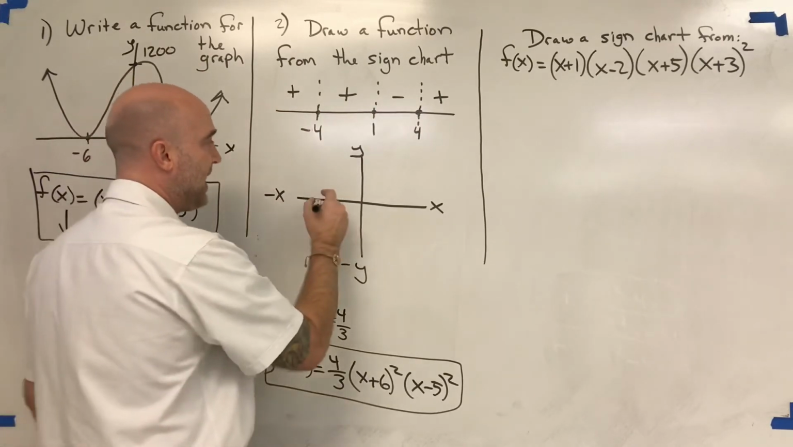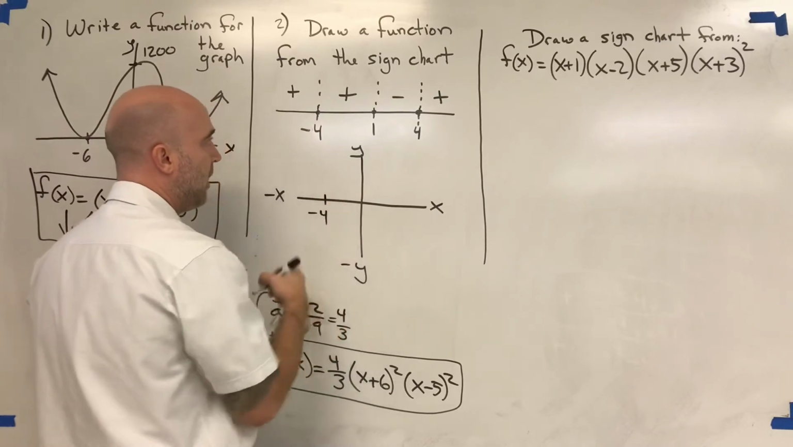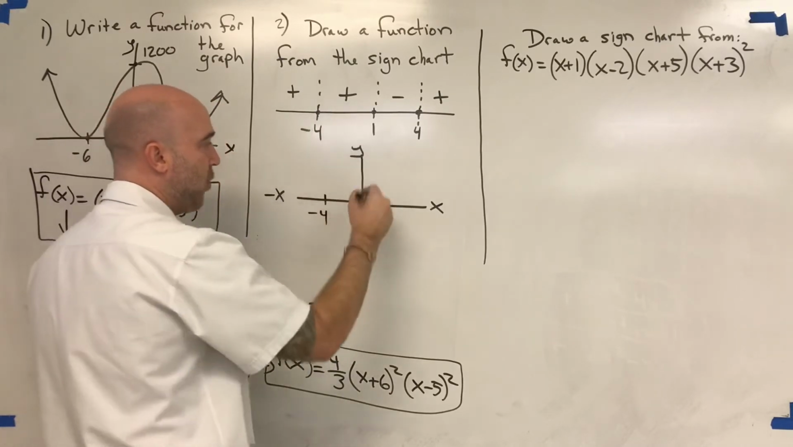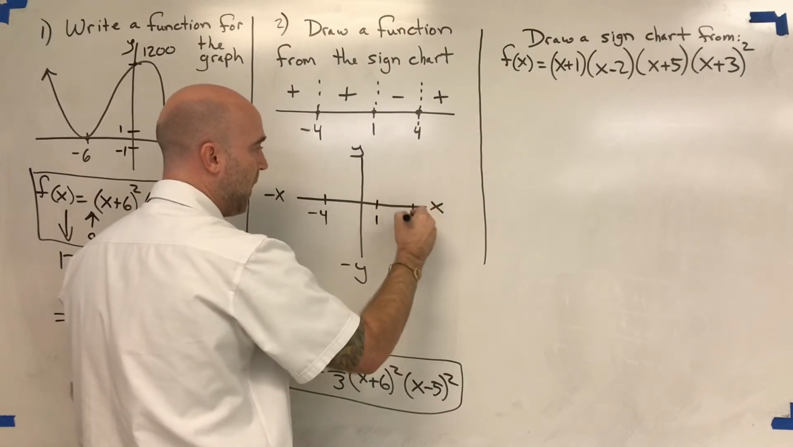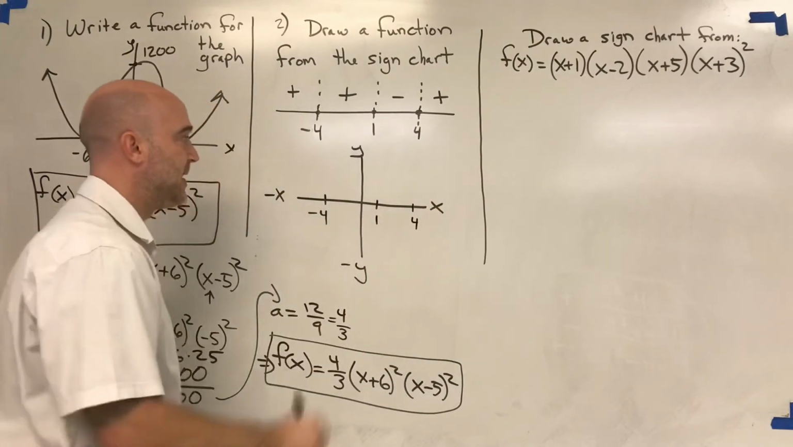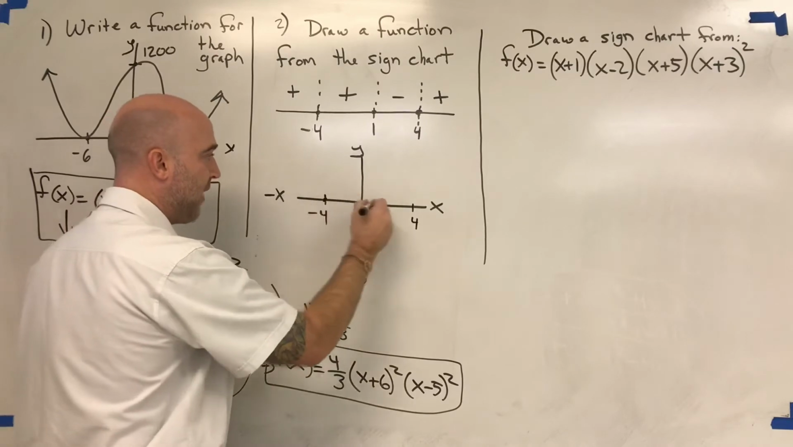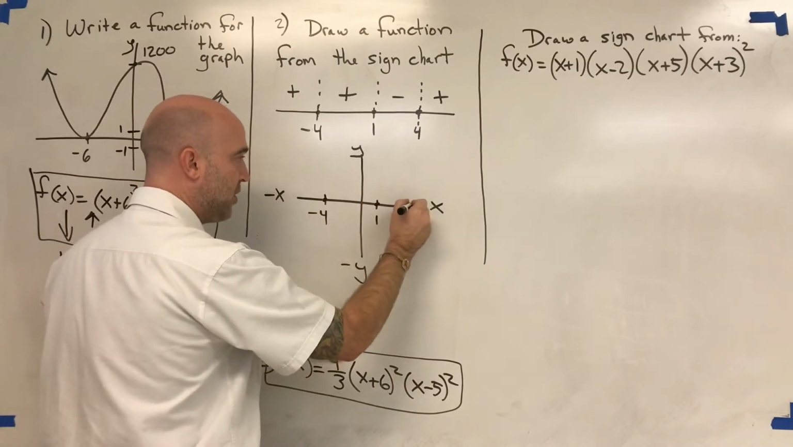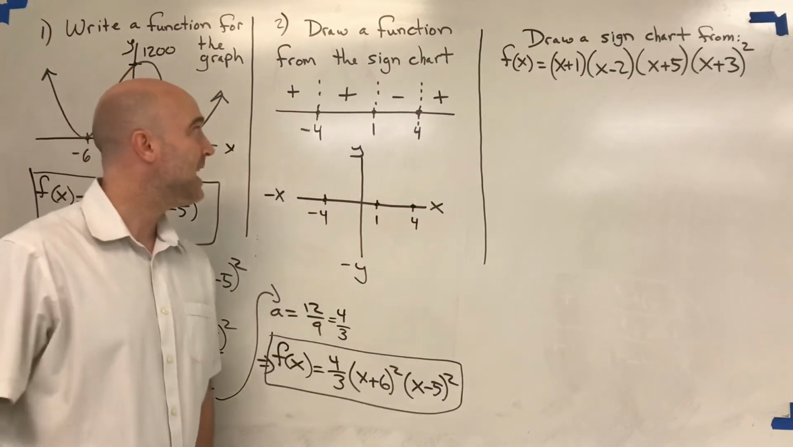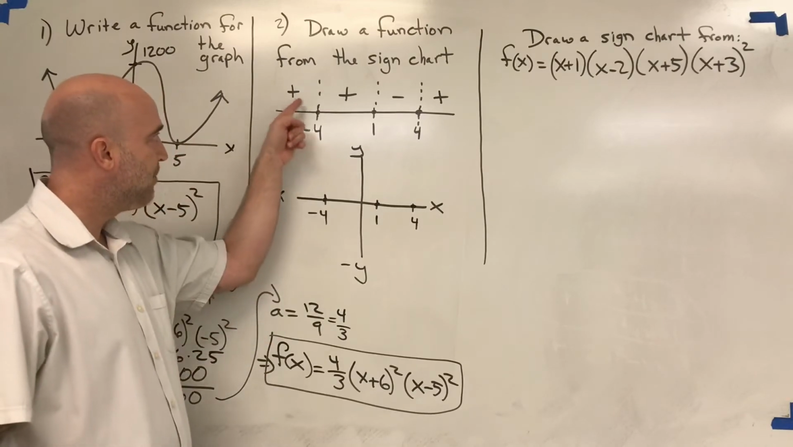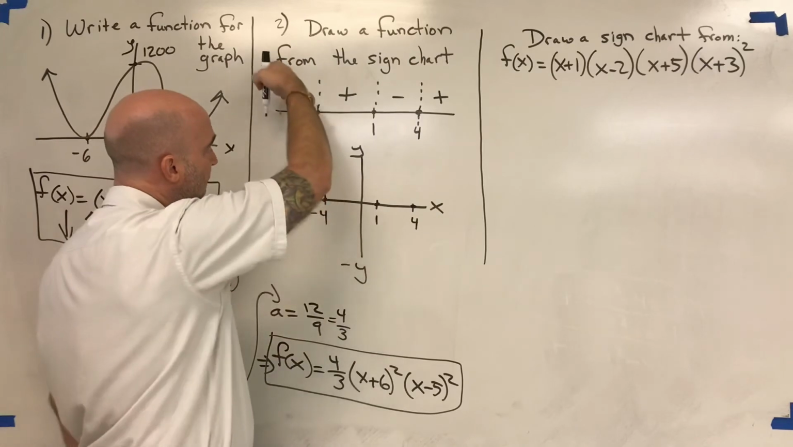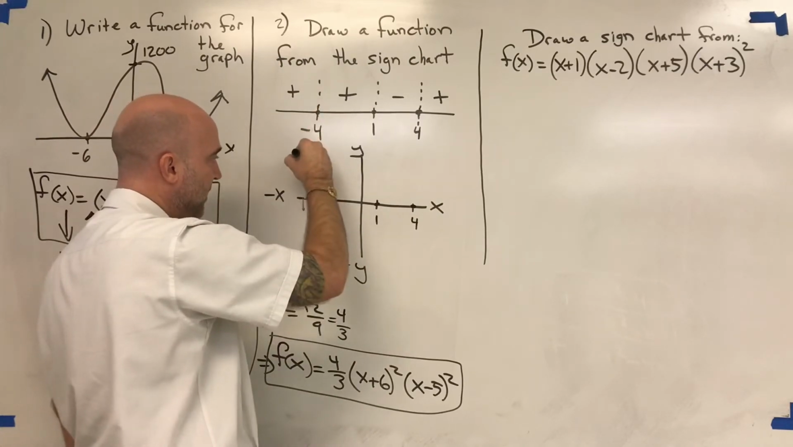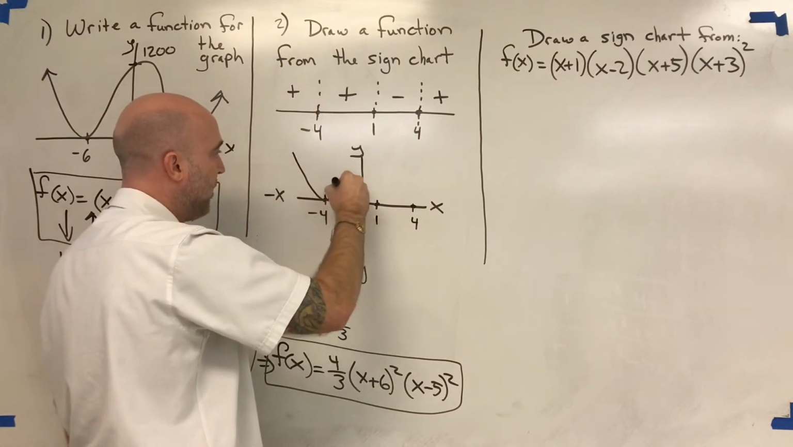Okay, so I got negative 4 on the x-axis, I got 1 on the x-axis, and I got 4 on the x-axis. We can put dots there because our graph has to touch at those points. Then we said, okay, that's a bounce right there. It stays positive. So this is from the positive side. Positive side comes over and it bounces.